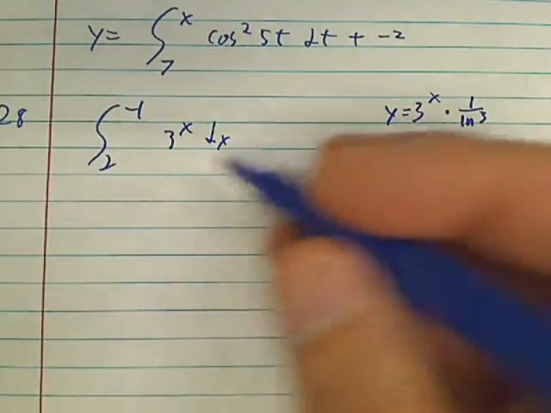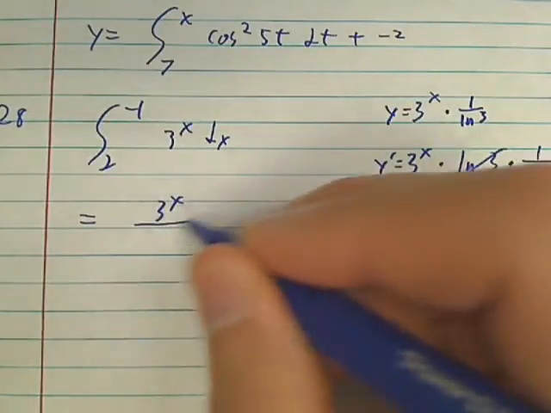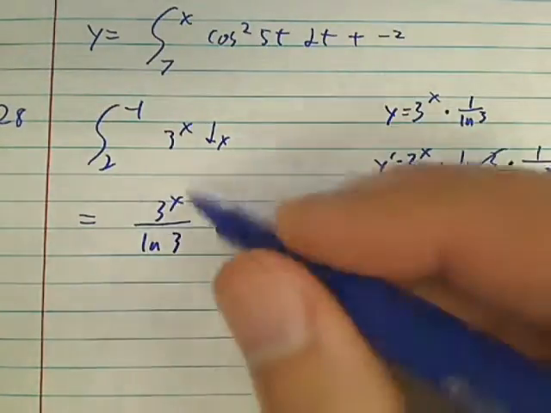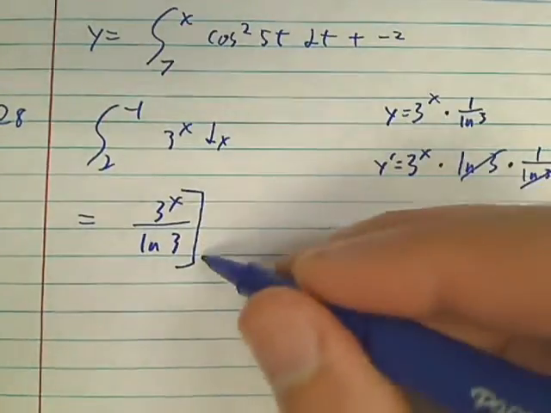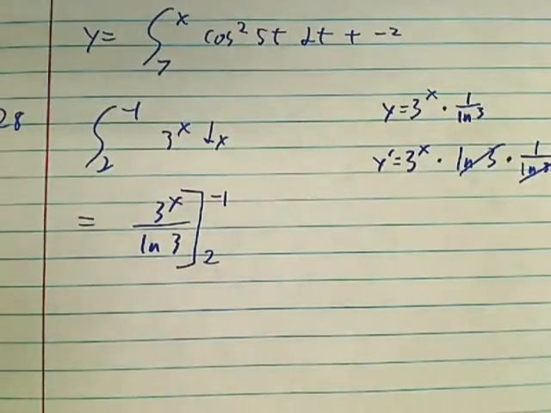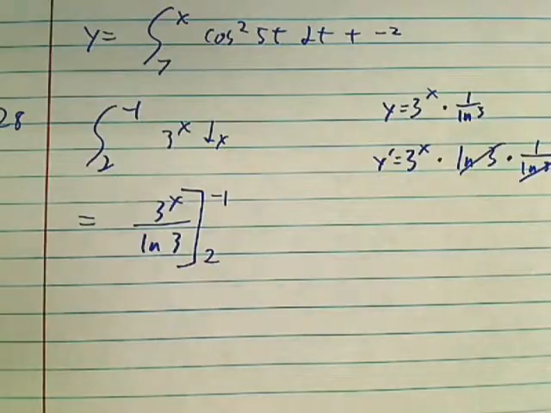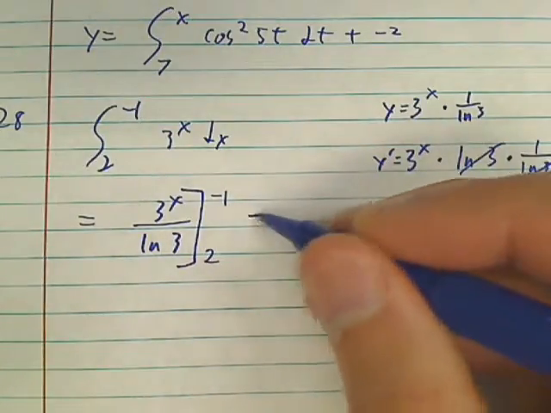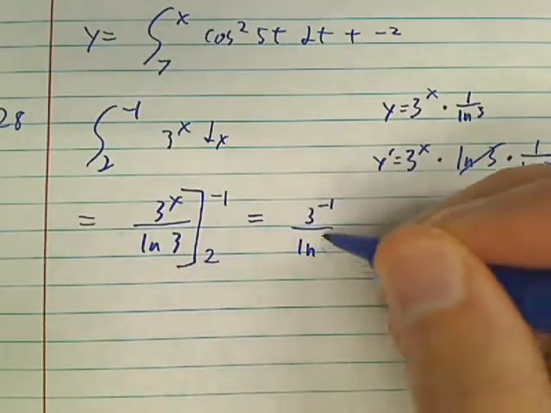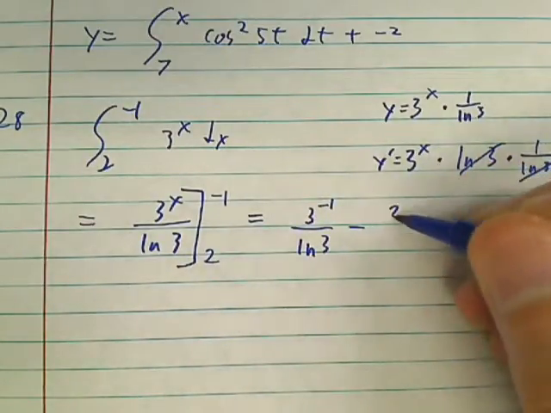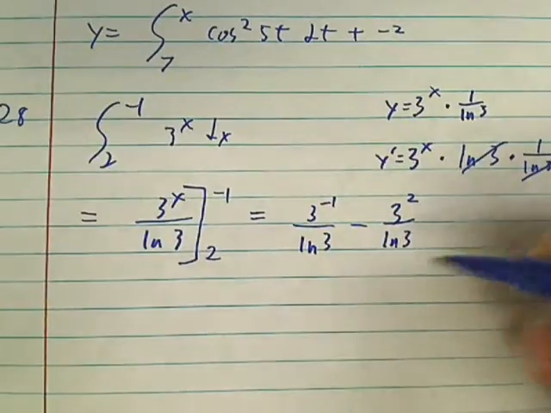Let me look at the notation that we usually use here. So this is going to be 3 to the x over natural log 3. We will use this notation a lot. We'll put a bracket there and put the numbers there, 2 and -1. I know these are in the wrong order. It doesn't matter. Let's go ahead and put the -1 in first. 3 to the -1 over natural log 3 minus 3 to the second power over natural log 3.